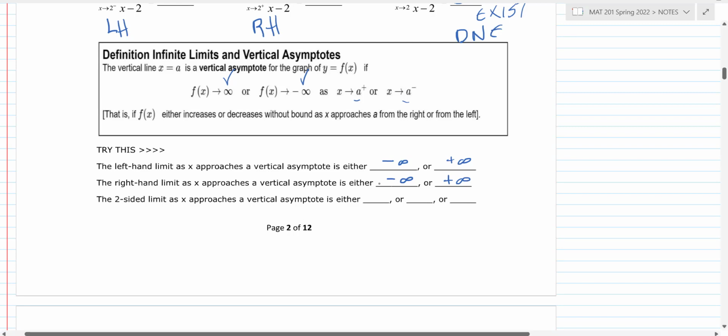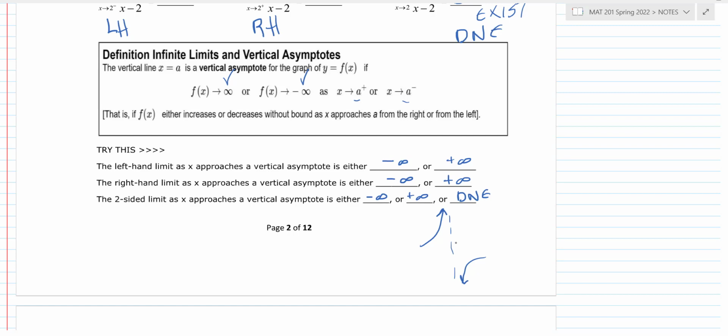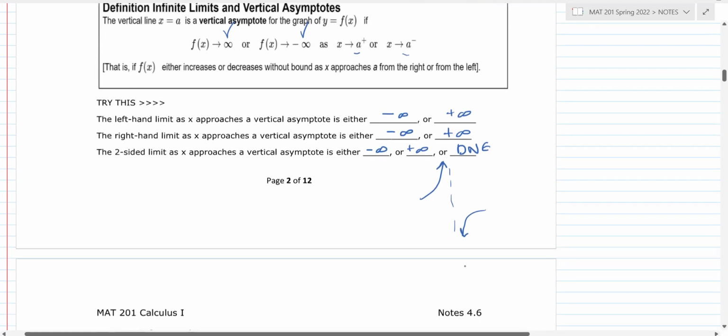If it's two-sided, there's three choices. You can go to negative infinity, positive infinity, or does not exist. And does not exist would mean you have an asymptote, the left hand goes to infinity, the right hand goes to negative infinity. That would be the reason why it would not exist. Okay, that's real important to understand: if you're doing a limit near a vertical asymptote, your answer is negative infinity, infinity, or it could be does not exist on a two-sided limit. It can't be anything else. That's important to get in your head.